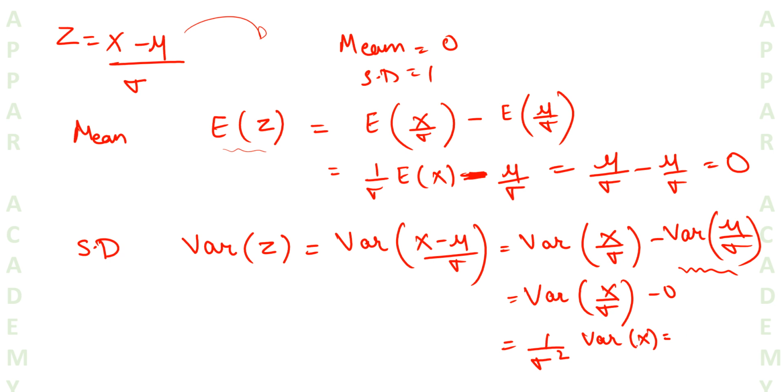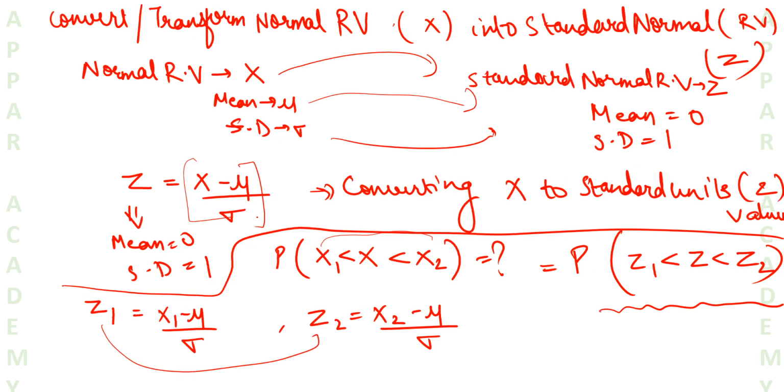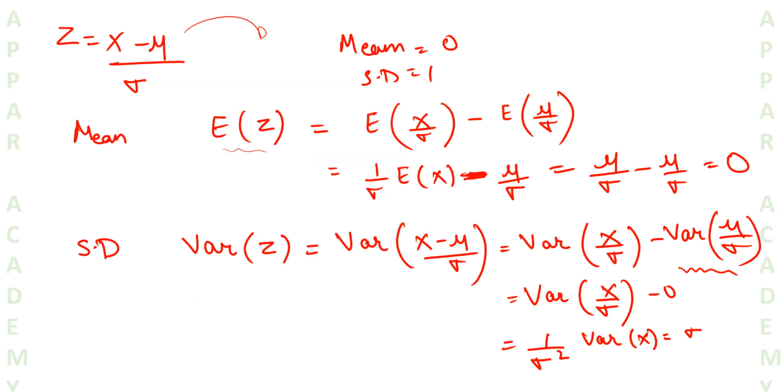So what is the variance of X? We all know over here that the standard deviation is sigma, so the variance becomes sigma square. So this becomes sigma square by sigma square, which is equal to 1. And since the variance is 1, this indicates the standard deviation is also equal to 1, right? Because it's simply the square root of variance.